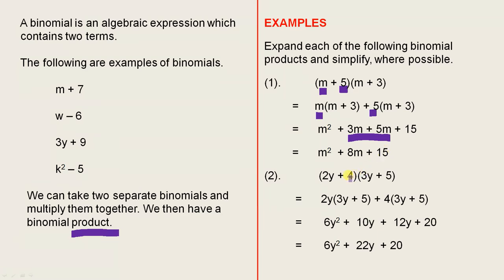For the second example, we multiply this binomial by that one. So the 2y is multiplied by the second binomial, and the 4 is also multiplied by the second binomial, and that's what we have here. When we do the expansion, we get that expression. When we add the like terms, that is our final answer.